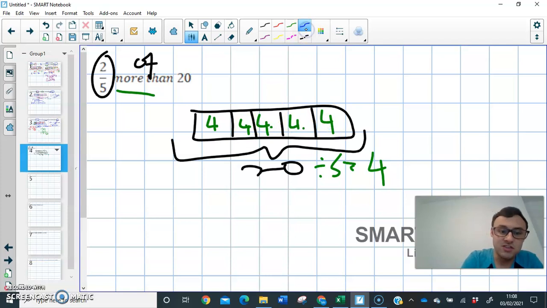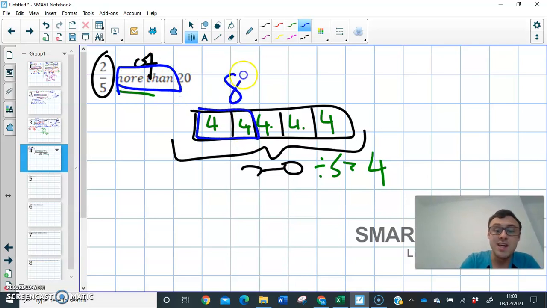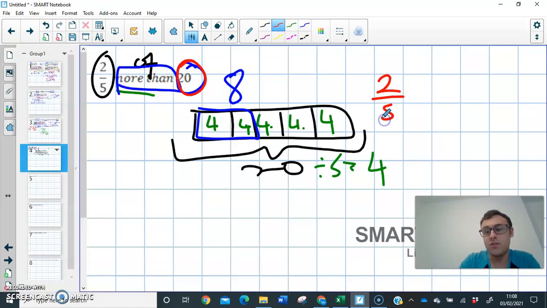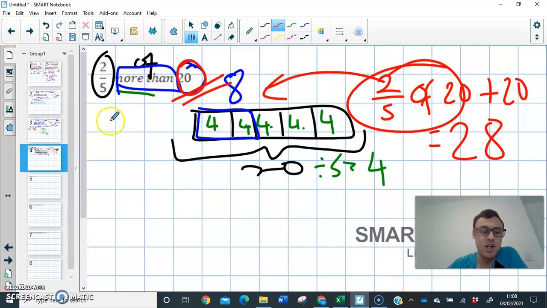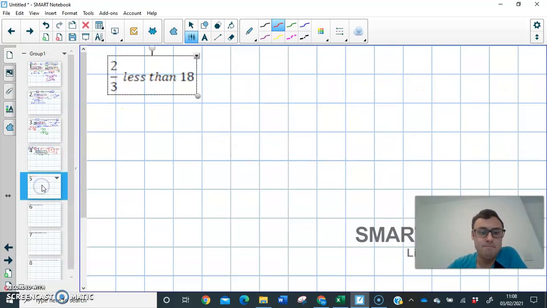Now the question then says, what is 2/5 more than 20? Well, what is 2/5 of 20? 2/5 of 20 is 8, 2 lots of 4. So 2/5 more than 20, well 8 added to our starting number, which is 20. So I add on my 2/5 of 20, add 20 is 28. So I've got my 2/5, which is here, and I add it to our starting number. So that's actually really quite straightforward.